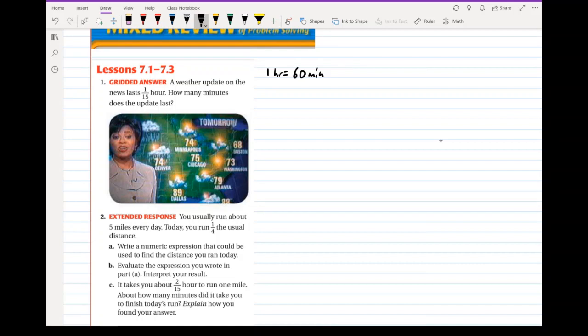And so all we have to do is 60 multiplied by 1/15, and so 15 goes into 60 4 times exactly, so that's just exactly 4. That is equal to 4 minutes. So the weather update lasts 4 minutes. That's it. And remember to answer the question, how many minutes does the update last? The update lasts 4 minutes. Don't just write the number down. You have to answer the question appropriately according to the question. So that was question 1.